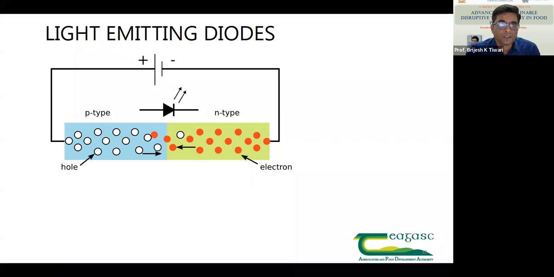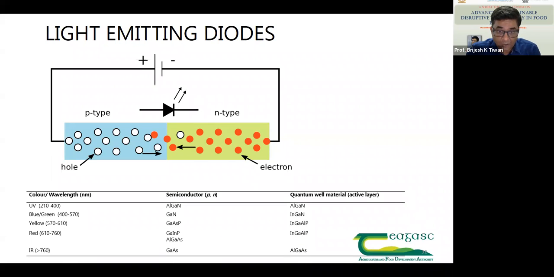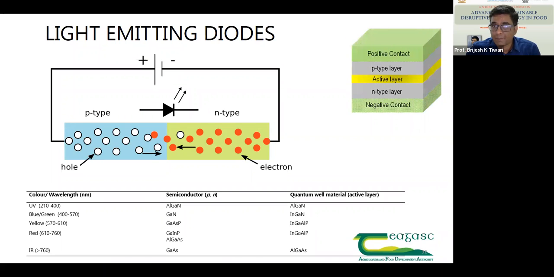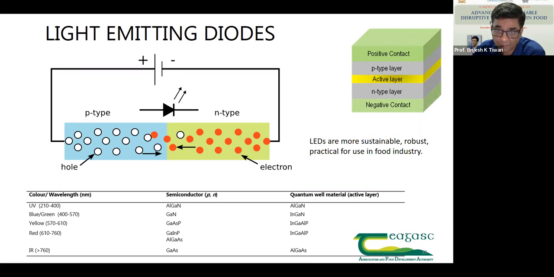If you look at this simple LED light, which obviously has a P and N type layer and a negative contact and positive contact, now precise LED lights are available, which are much more sustainable, robust, and have a practical use in the food industry. So we can target a specific wavelength, or a band of specific wavelengths, between 253 to 285, or between 300 to 365, depending upon the application we need.